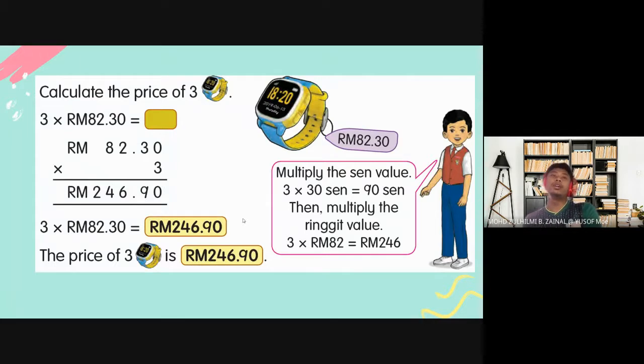Tapi kalau ada 3, you have to buy 3. If you want to buy 3, you have to multiply with 3. So multiply the cent value. 3 times 30 cent equals to 90 cent. Then multiply the ringgit value. 3 times 82 equals to 246.